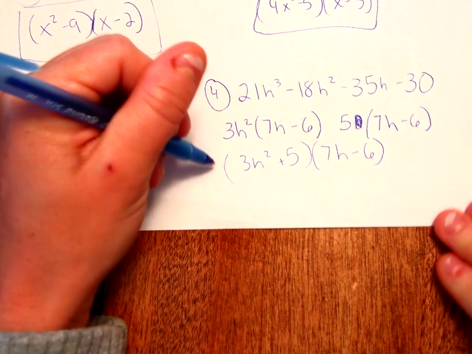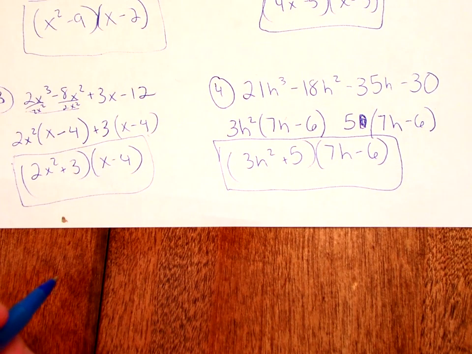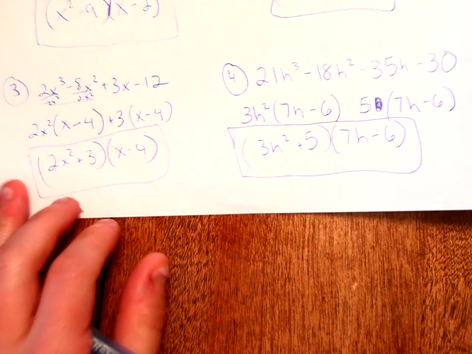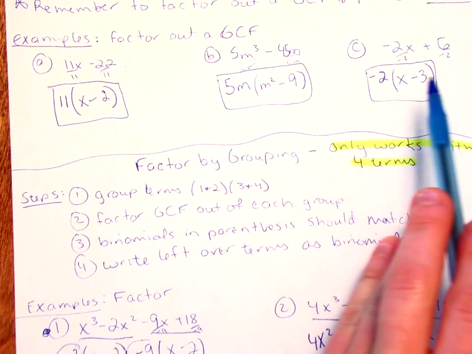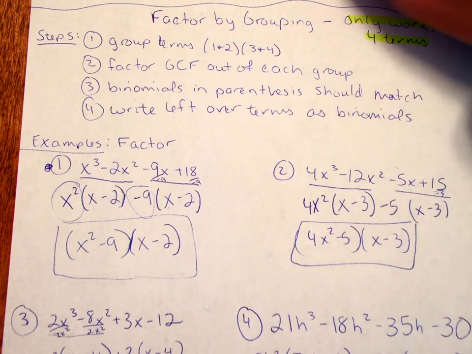That is it. So your assignment for today is 10.8 practice A, and you're going to do numbers 1 through 15. Like I stated before, 1 through 9 look like this, where you're just factoring out a GCF, and then 10 through 15 are factored by grouping. Good luck.